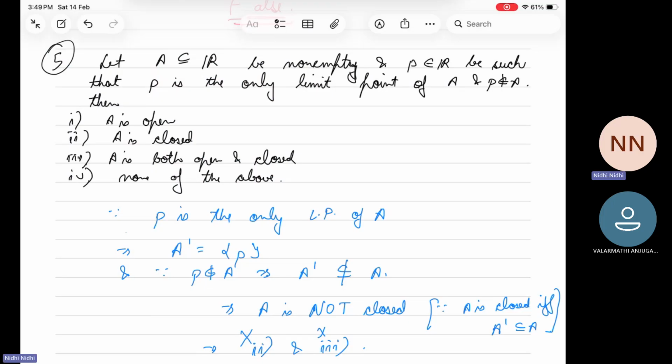So basically, based on the information given in this problem, we cannot directly say whether this will be open or not. So instead, one can look for some examples of such a set. So if we start with this, if we consider the set A to be 1, 1 by 2, 1 by 3, and so on. So this is 1 by n, n in N.